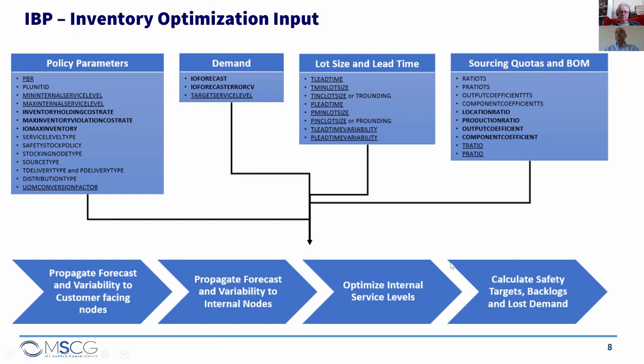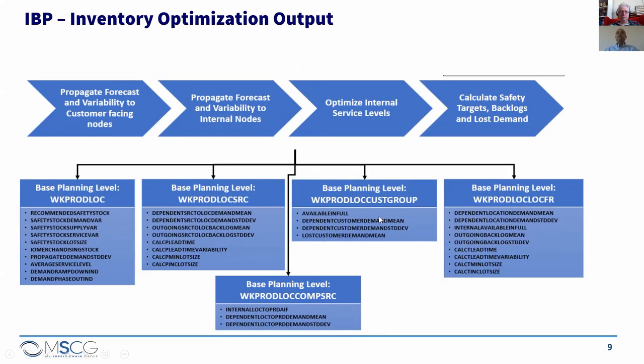Then the system also does internal service levels optimization. So it will determine the internal service levels based on the target service levels. And finally, you come up with safety stock targets and the lost demand. So this then shows the outputs of the whole process. Can you explain that a bit? Right. So there are various types of output here, but the important output we're expecting is recommended safety stock. You can see the various planning levels and its various key figures available within inventory optimization.